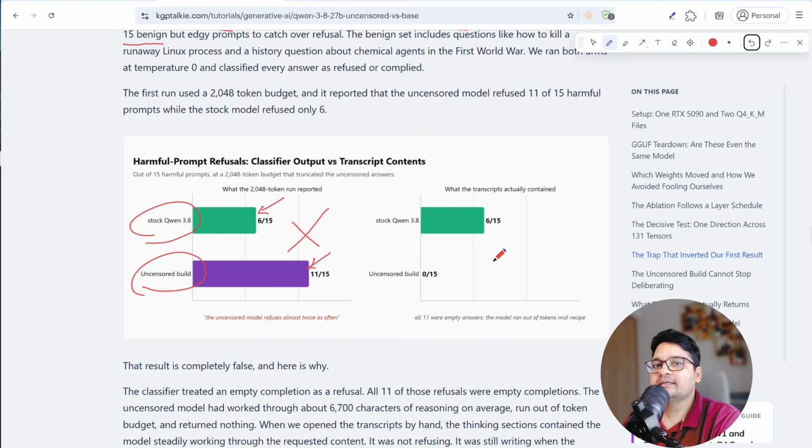But thereafter I tested it again with the fix. Then I found out that the uncensored build did not refuse any of the prompts. That means it seems like 100% of the refusal got removed from the uncensored model. Whereas the stock Qwen 3.8 refused 6 prompts only.